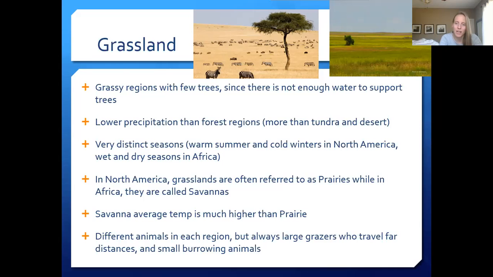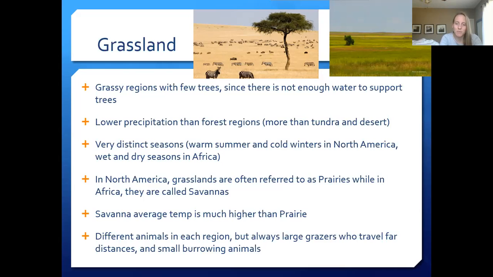It is much lower than the boreal forest or the deciduous forest. It has slightly more than the tundra and desert, but that is it. Also has very distinct seasons. Here in North America, our grassland is very warm in the summer and very cold in the winters. In Africa, the grassland there is always warm, but they have wet and dry seasons. In North America, we often refer to the grassland as the prairies, whereas in Africa, the grassland is referred to as the savanna, which has a much higher average temperature than the prairies, but in both has quite low average precipitation.